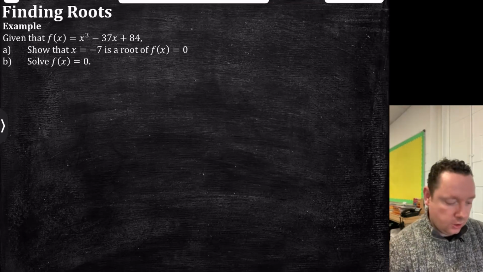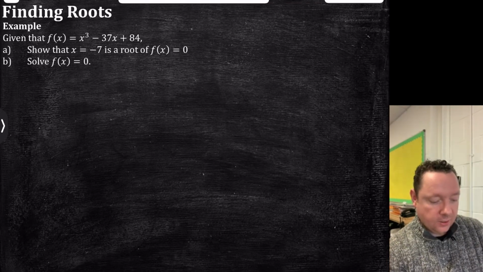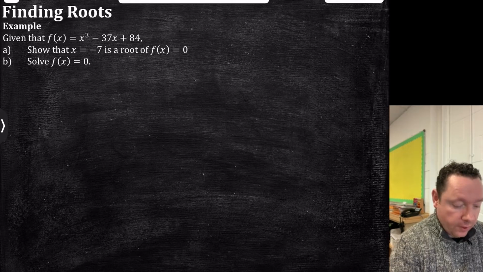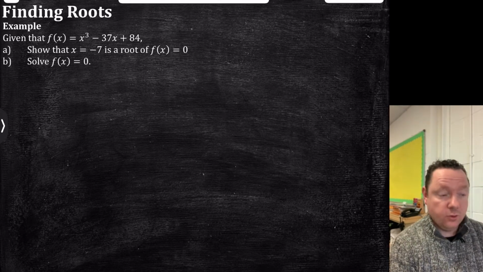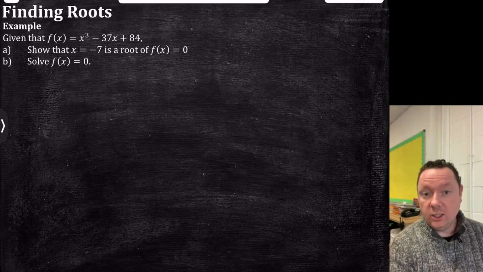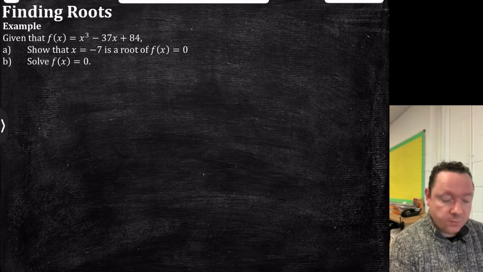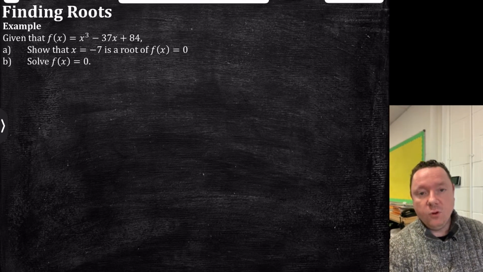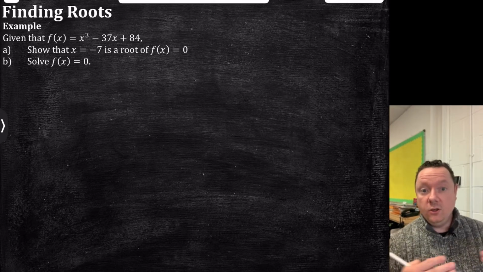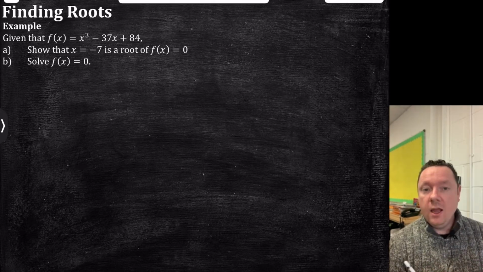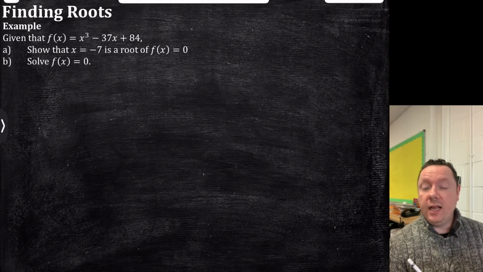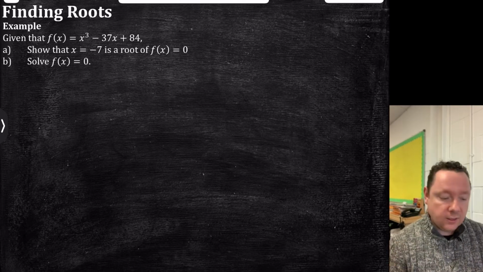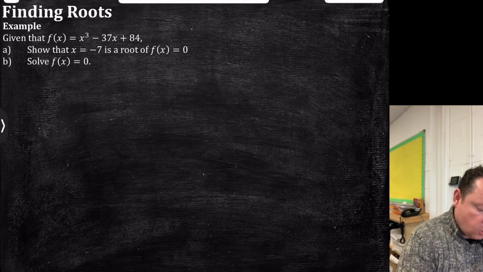So finding roots. Example, given that f of x is x cubed minus 37x plus 84, show that x equals minus 7 is a root, and therefore solve f of x equals 0. So for solving it, it just means we're solving the equation that we end up with. Now, you could sub minus 7 directly, but I find that the only reason to ever sub directly is to find a root initially, a small one like 1, 2, or 3, or if there's two unknowns, and then it's easier to sub directly than it is to use the synthetic division. Otherwise, I'm going to always use synthetic division because it's just much quicker.